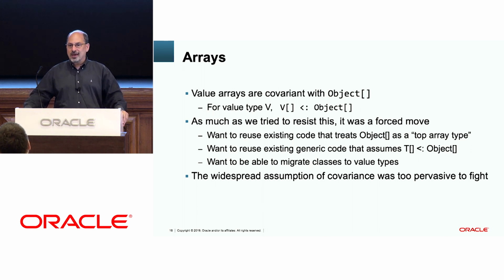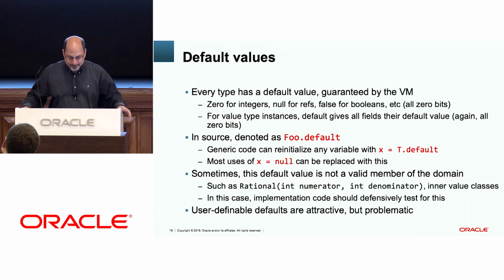so that people could continue to write methods that take object array, which means pass me an array of anything, or generic code that assumes that T-array and object array are the same representation, or to be able to migrate classes to value types, or to be able to migrate erased generics to specialized generics. So there was this widespread assumption that is embodied in almost every source file in the world, and we eventually gave up fighting it and just sort of let it wash over us.